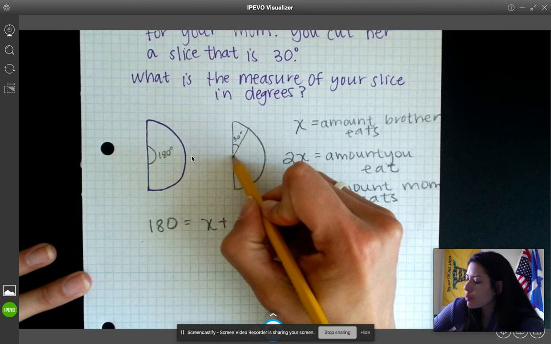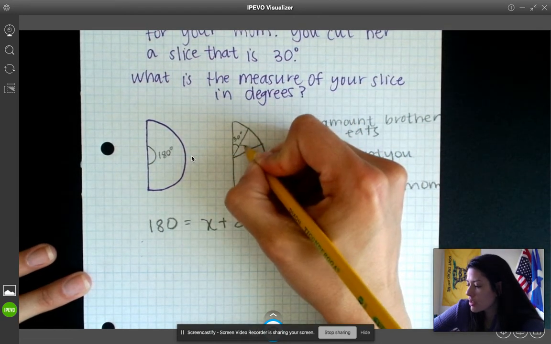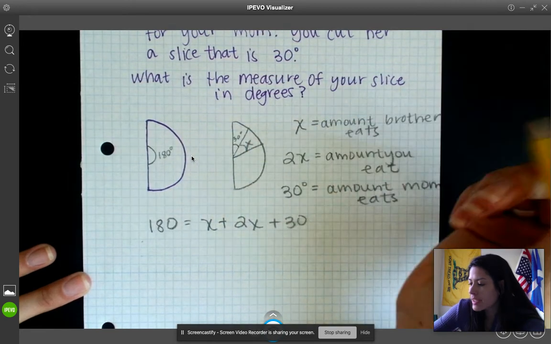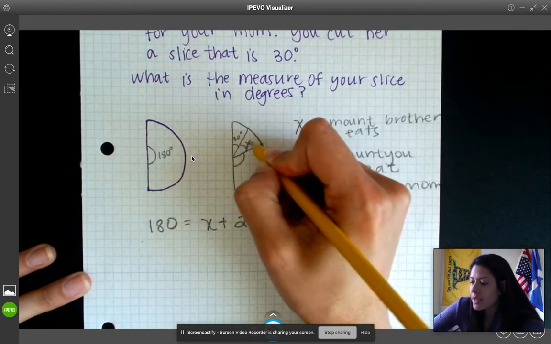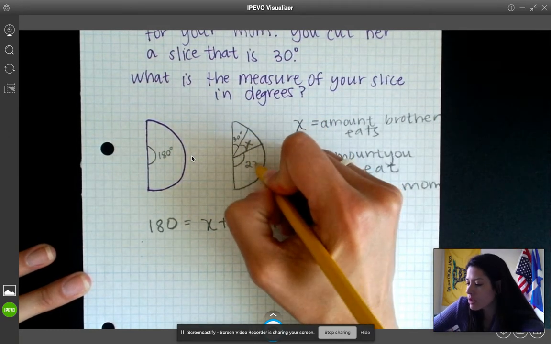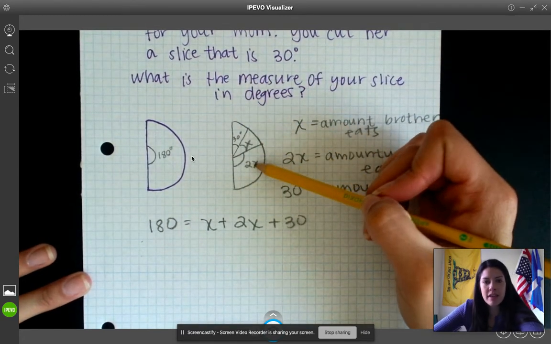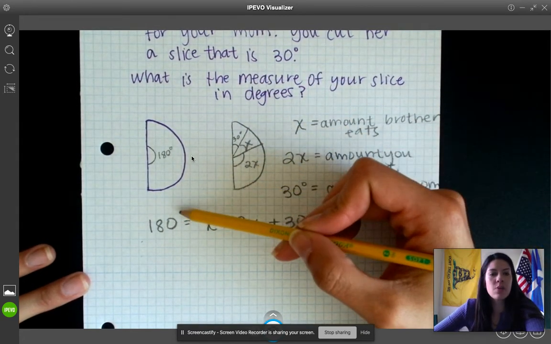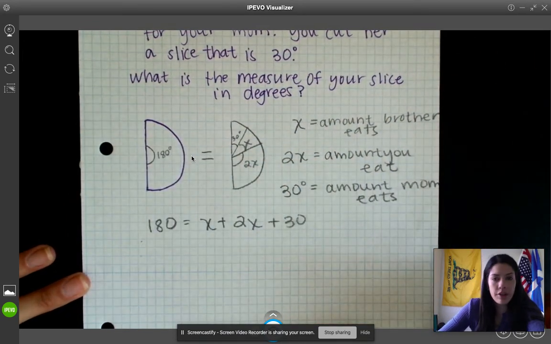Let's say brother eats this much. So this right here is our unknown, it's x. Which means all of this right here needs to be 2 times this much. I did my best to estimate it just looking at it. So all three of those things added together is going to equal 180 degrees. We'll set the two equal to each other, just like that.